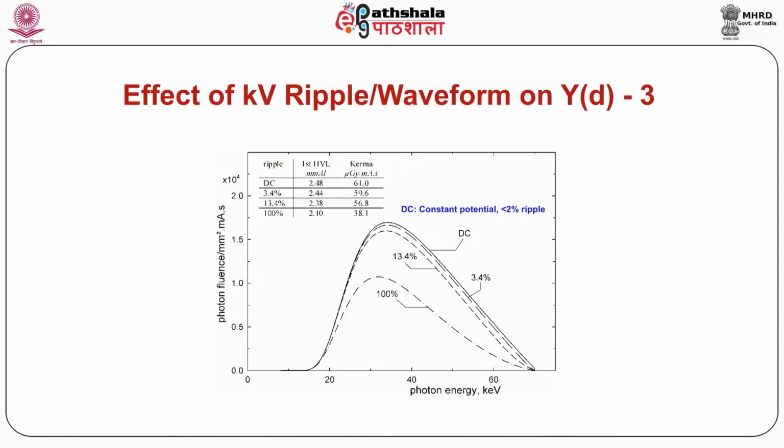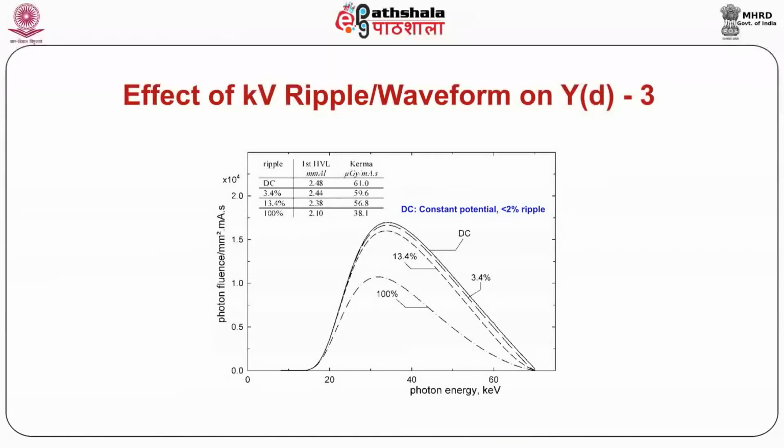So we see from here, with an increase in ripple, the yield drops, that is output decreases, and the spectrum softens. This figure is basically the spectra of 70 kVp X-ray beams from a tungsten target with varying tube voltage ripple. So DC is nothing but constant potential. 3.4% is for a 12 pulse generator, 13.4% is for a 6 pulse generator and 100% is a 2 pulse generator.